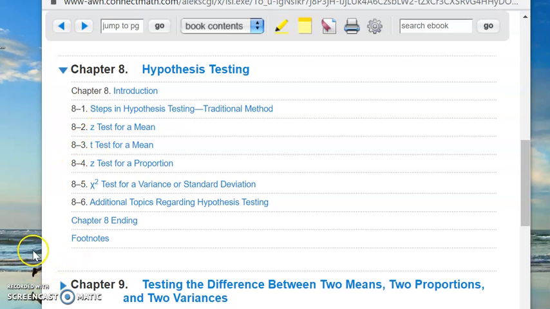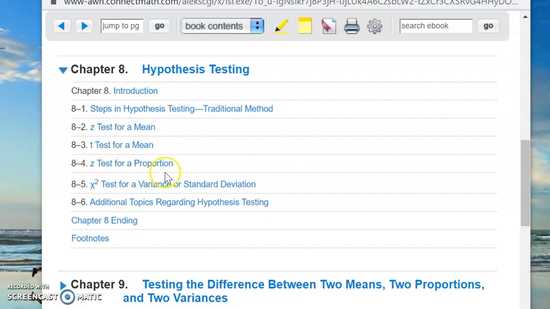I think it's worth the time to mention, just as an overview, that 8.2 is the Z-test for a mean, 8.3 is the T-test for a mean. So they're both testing the mean. They're comparing a mean of a sample to the mean of a population. What's the difference? The Z-test, you know the standard deviation of the population, whereas in the T-test, you do not know the standard deviation of the population.